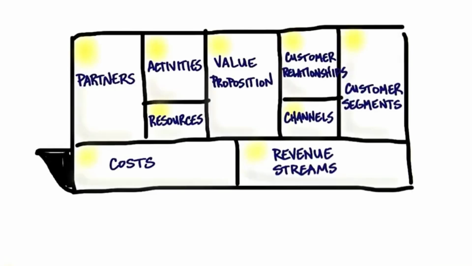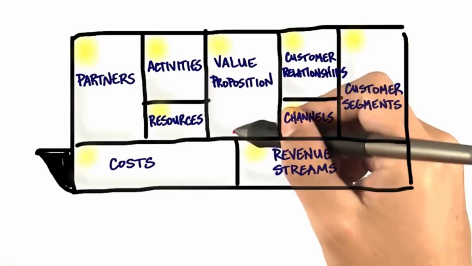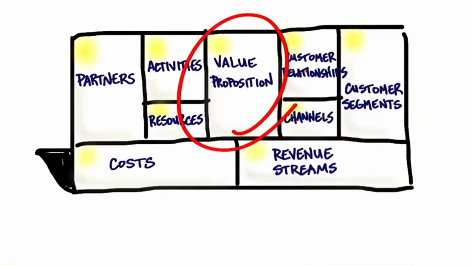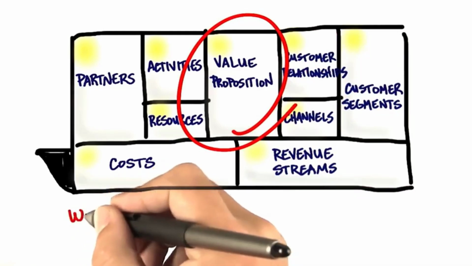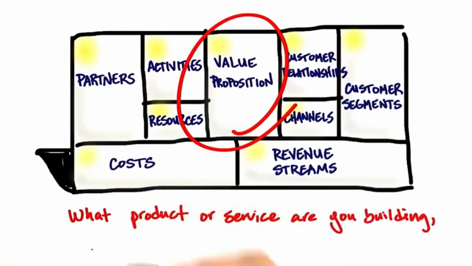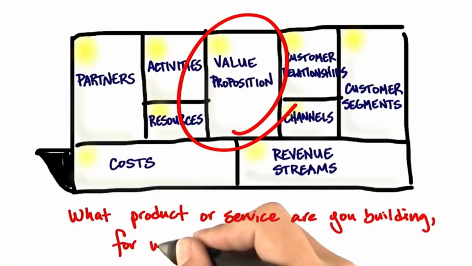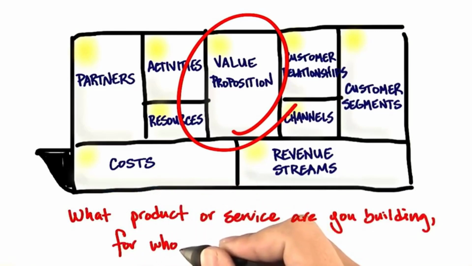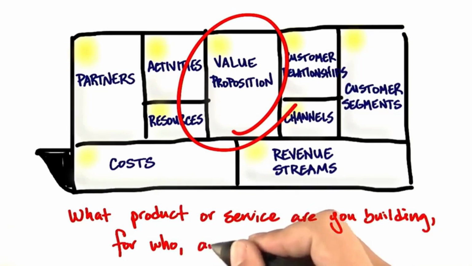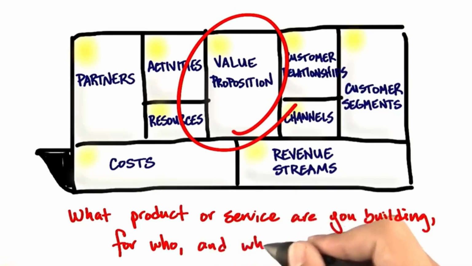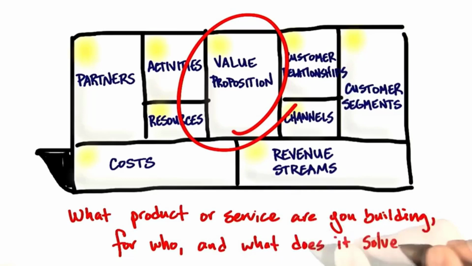So you're all familiar with the business model canvas. And hopefully by now you've actually taken a shot and tried to fill out the canvas for your own idea in your own startup. But today we're going to talk about the first box, value proposition. Value proposition is just a fancy word in the business model canvas for what is it that you're building. What product or service are you building? And by the way, we're going to ask later, for who are you building it and what exactly does it solve for those people?